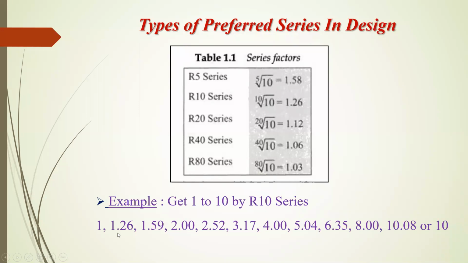Let us take 1 multiplied by 1.26, that is 1.26, that will be the second number. So the company will manufacture 1 kilowatt, 1.26 kilowatt, and so on up to 10 kilowatt. So that is the use of preferred series in the design, and that is to be used in the design of machine elements.